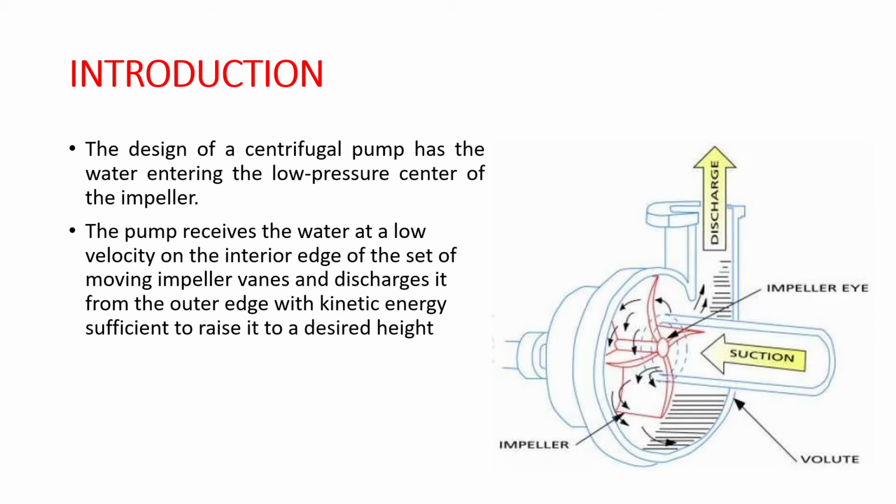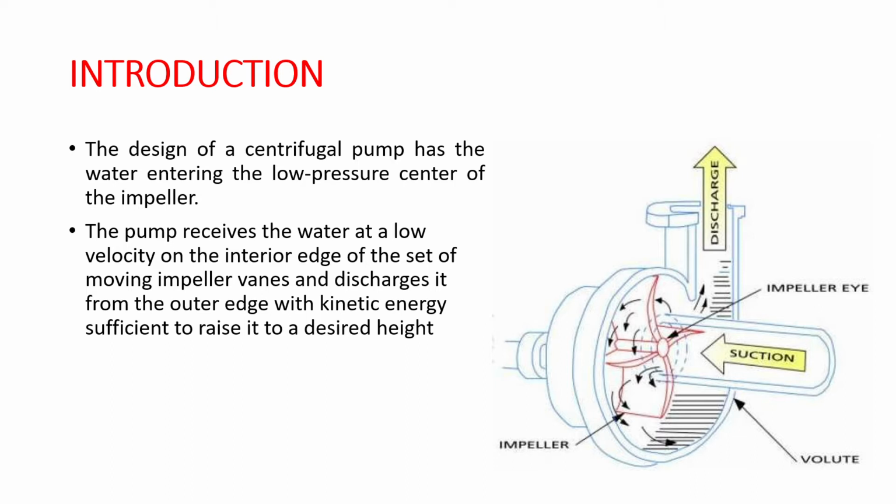The design of a centrifugal pump has the water entering the low-pressure center of the impeller. The vanes then lead the water to the higher pressure region in the casing. The casing is designed with a gradually expanding spiral shape so that minimum loss occurs in the transformation of kinetic energy to pressure.